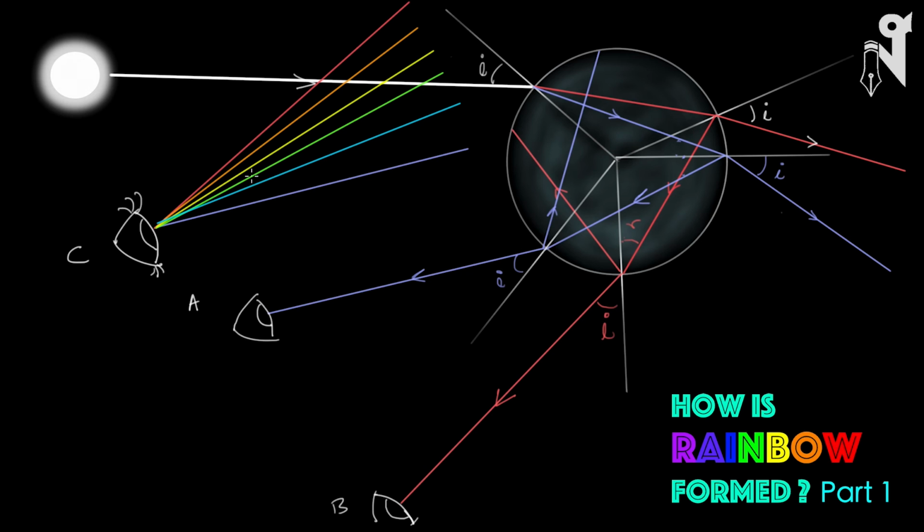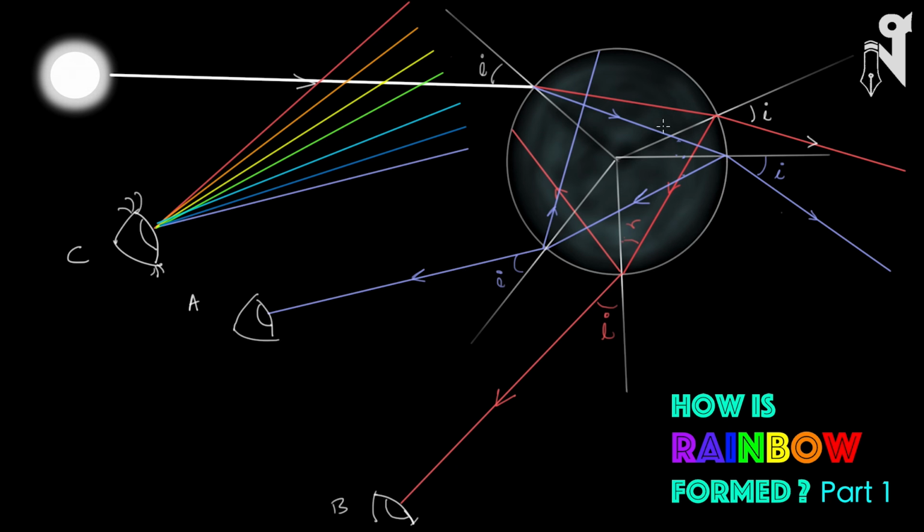Yeah, this is looking good. Mind you, there's an error here also in what I'm showing, but I've tried to be as true to the facts as possible, whatever I can be in part one. So I'll just summarize it. The sun has to be behind you. You have to look in front. The sun is shining on the raindrops.